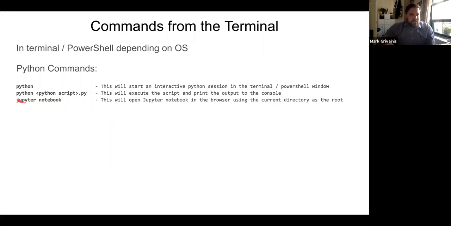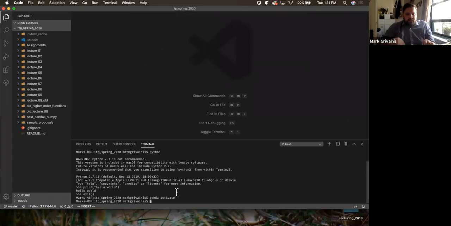So we're not using this. We are using VS Code's built-in Jupyter interpreter, so you don't need to do this. But if you're working on another computer that maybe doesn't have VS Code, this is how you would open Jupyter Notebook. Let's just do that quickly so everyone can see.